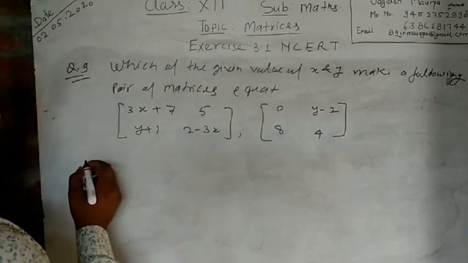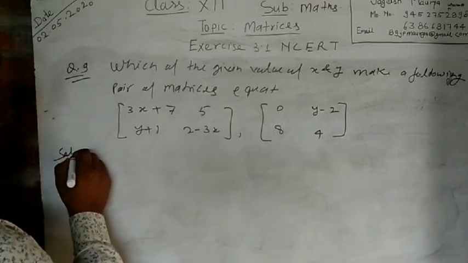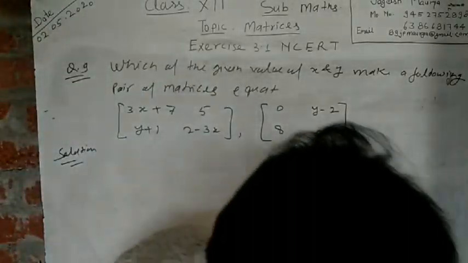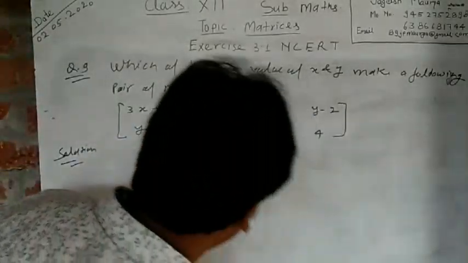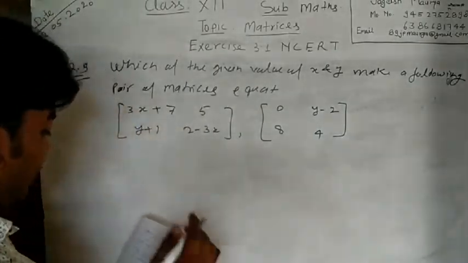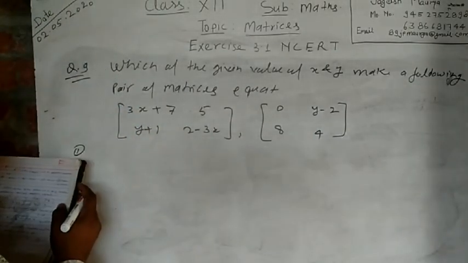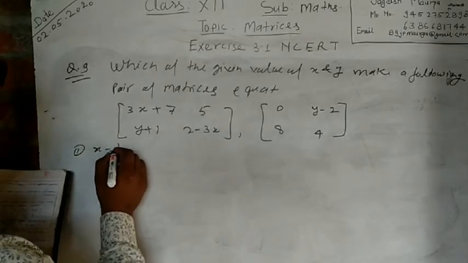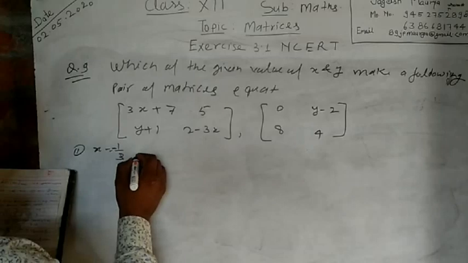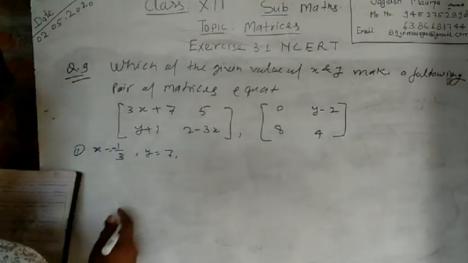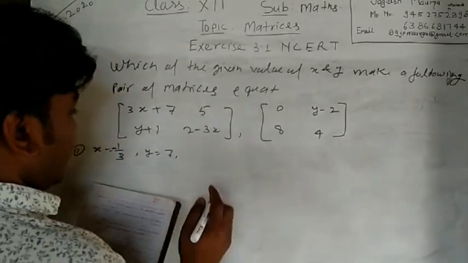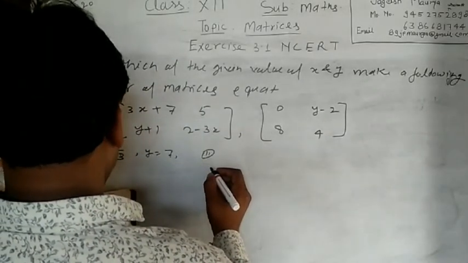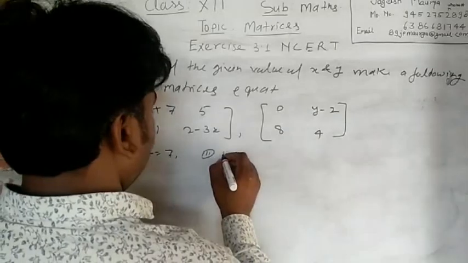Here first we consider the options given. First option, x equal to minus 1 by 3, y equal to 7. Second option is given, not possible to find.